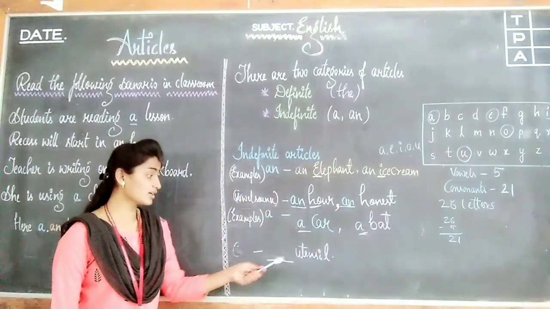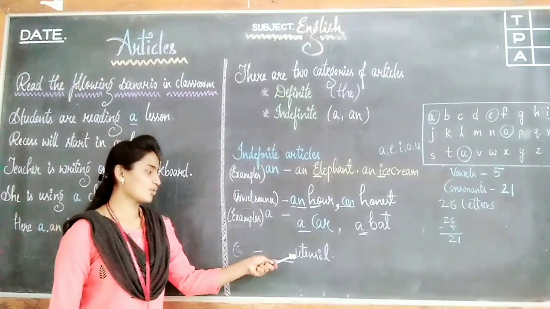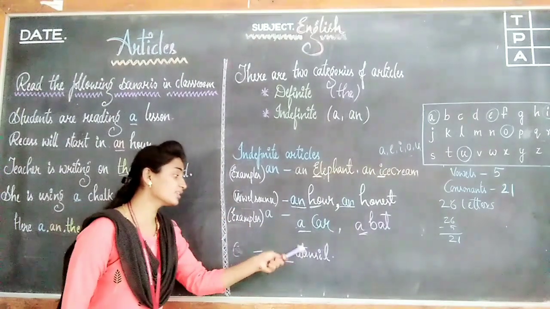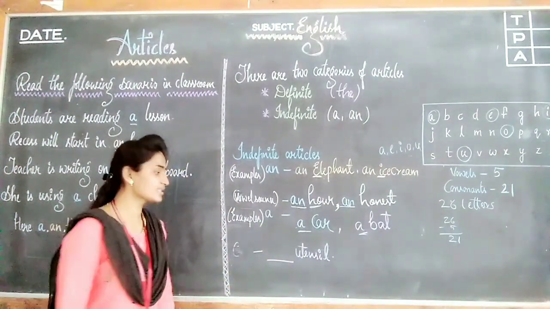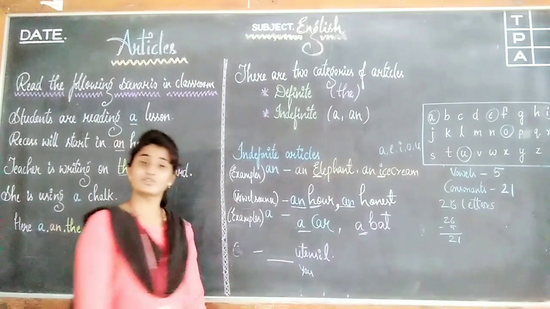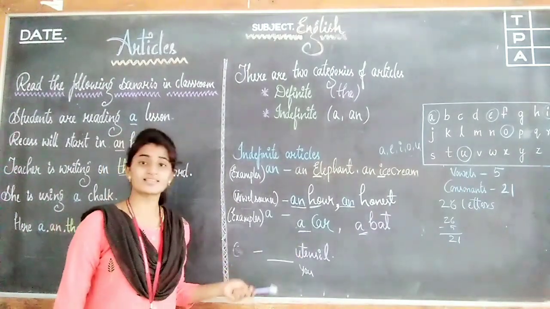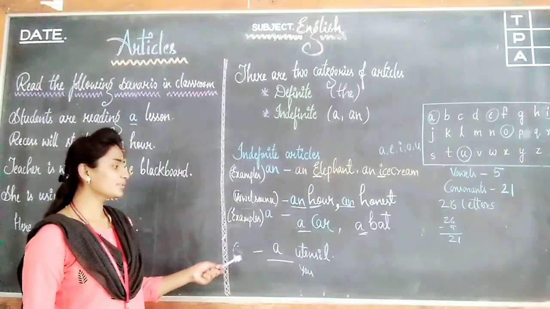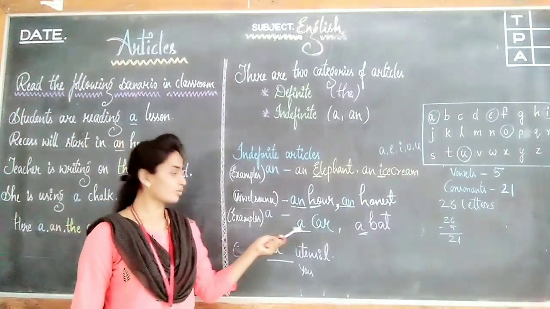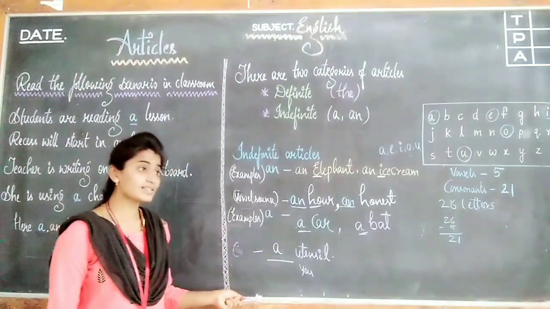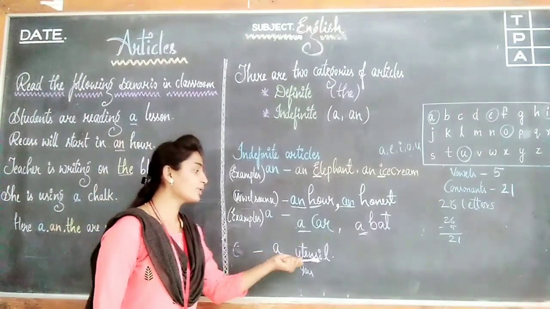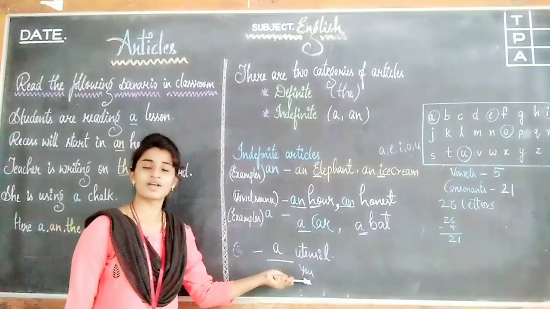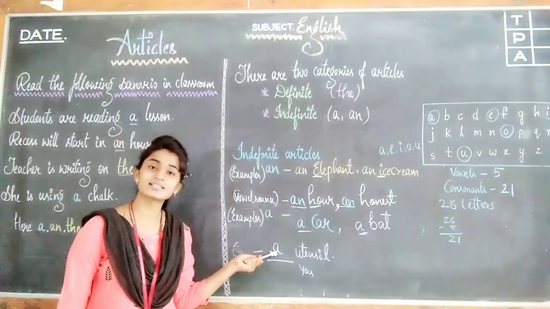I have taken a word, utensil. It starts with a vowel, but when you pronounce it, it becomes "you." So in such cases, we are going to use the article a. So what happened? Before consonants, we use the article a. But in some cases, rarely, if you pronounce this word utensil as "yu," we are going to use the article a here.